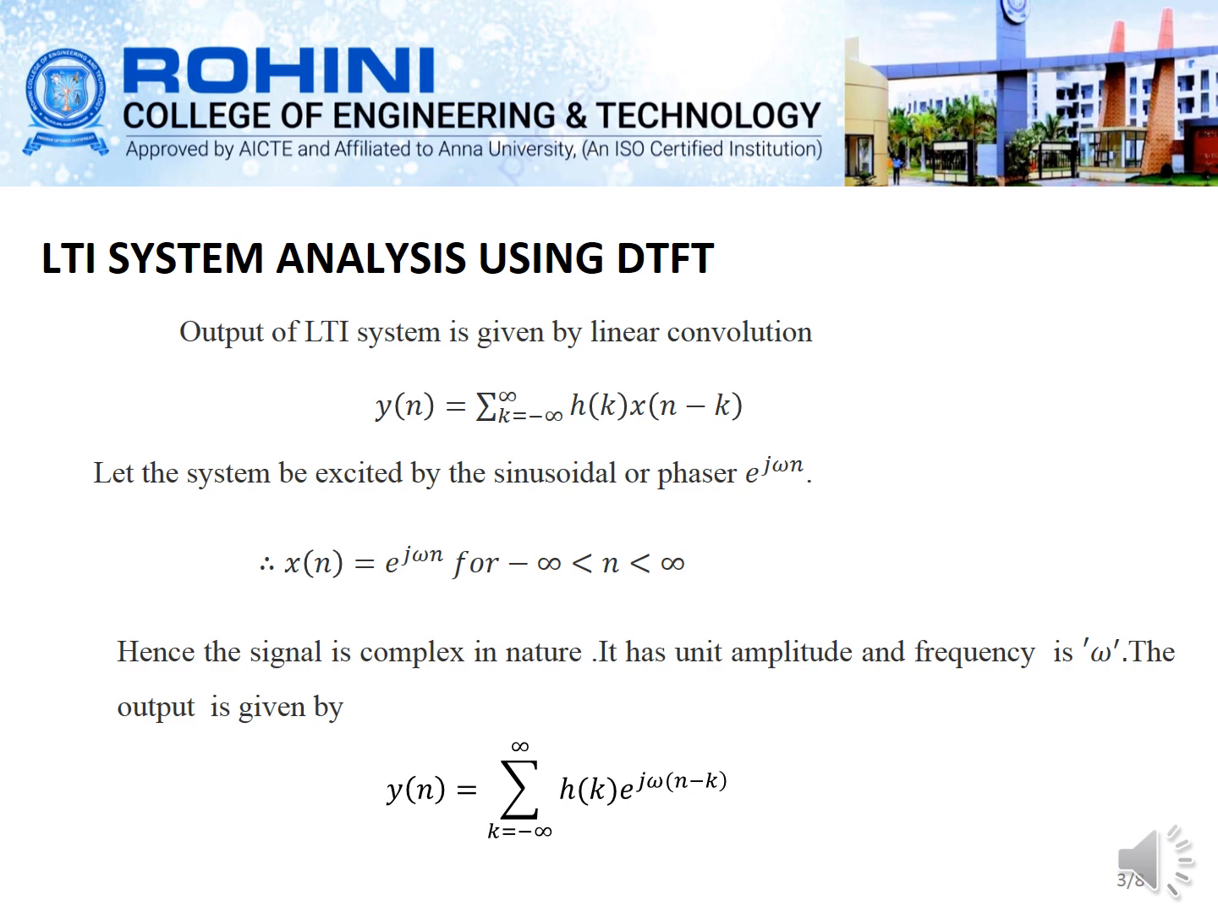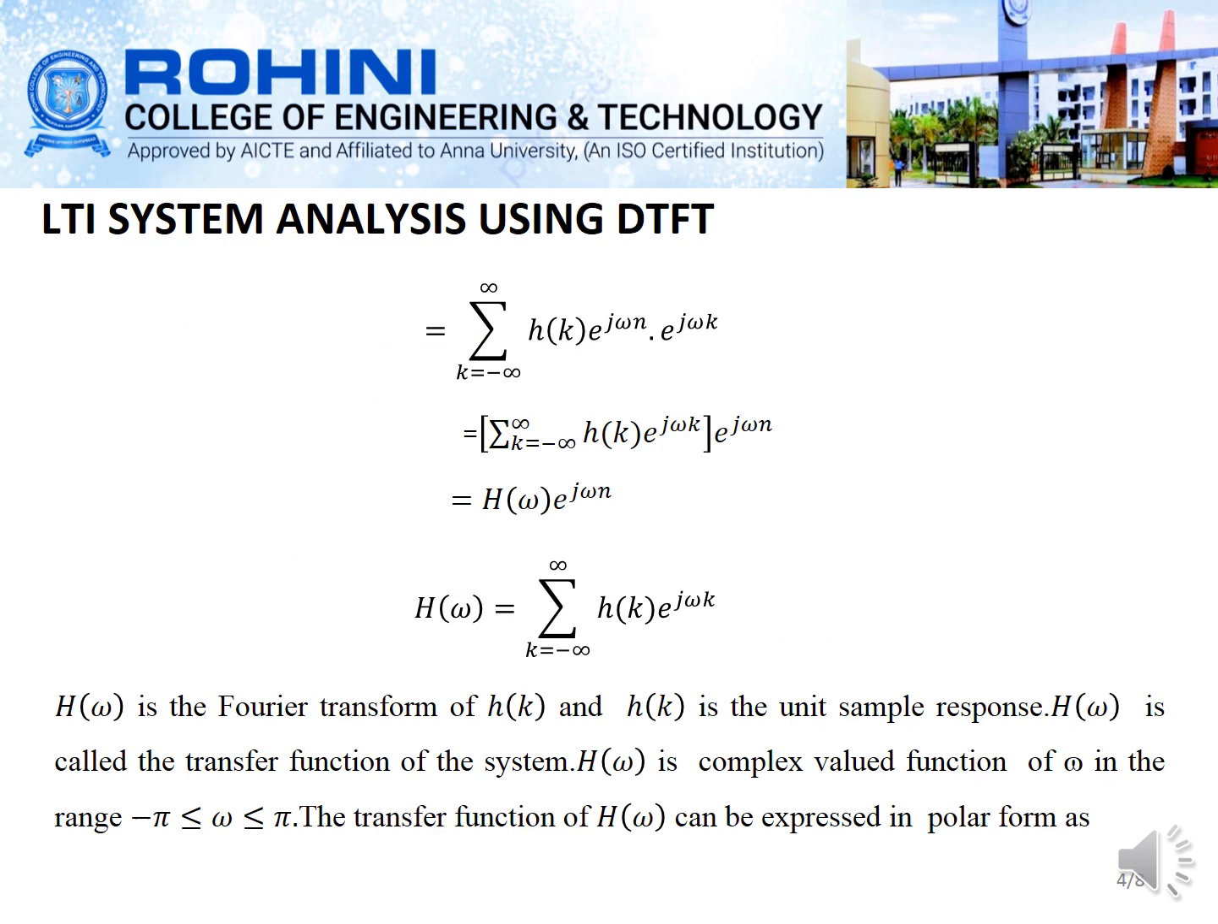The output is given by y[n] = summation k equals minus infinity to infinity h[k] e^(j omega (n minus k)). Here we split the exponential term into two. After splitting and rearranging the terms, we take the term inside the bracket as H(omega), multiplied by e^(j omega n).